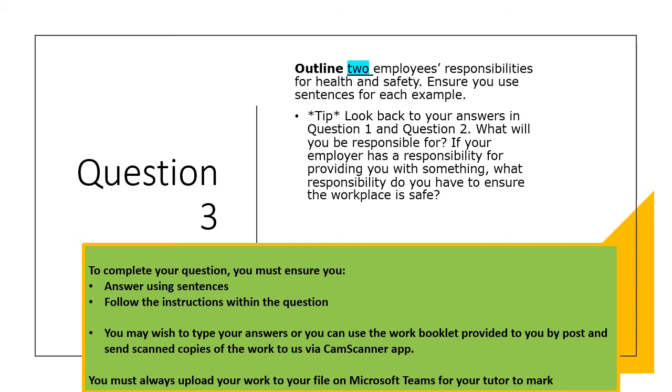So question number 3 is asking you to outline 2 employees' responsibilities for health and safety. So ensure you use sentences for each example, and like the last question, have a look back at questions 1 and 2 and just have a look, if your employer has a responsibility providing you with something, what do you need to do to ensure the workplace is safe?